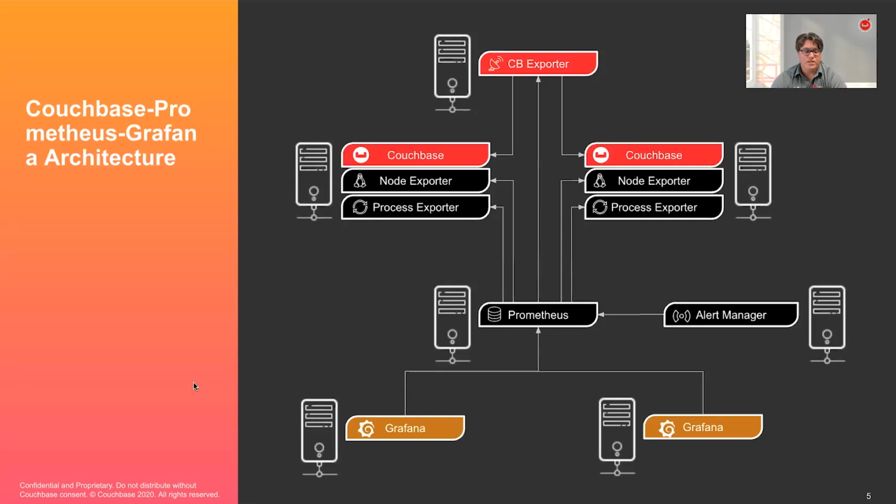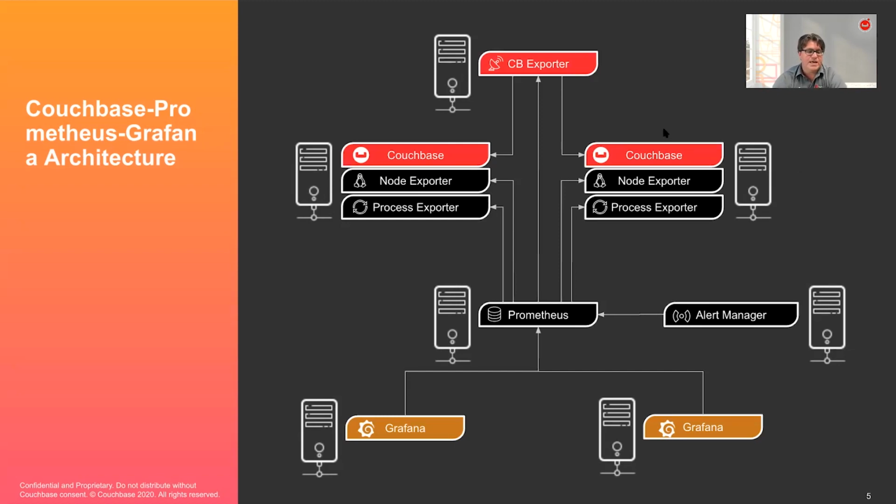All right, so here we're going to look at the overall architecture of the solution that we built. In this section, you can see that we have a Couchbase cluster that's set up, and on each of our Couchbase nodes, we have what's called a node exporter and a process exporter installed. The process exporter and the node exporter allow us to get information about the system that Couchbase is running on, and we'll get into more about that in a minute.